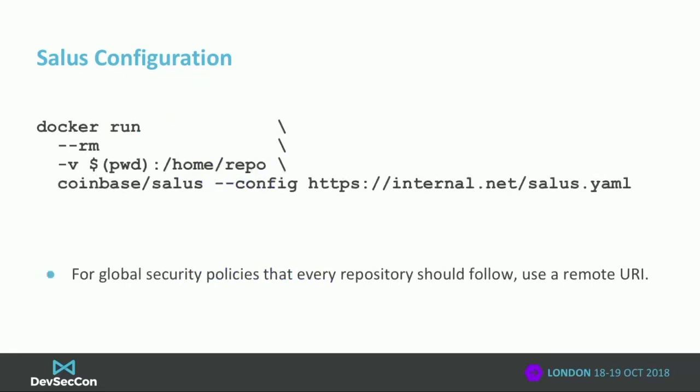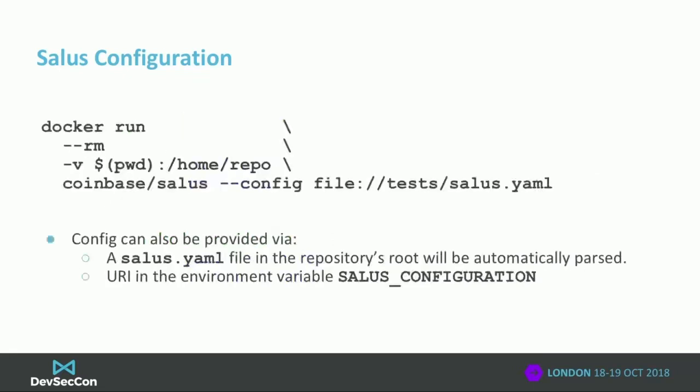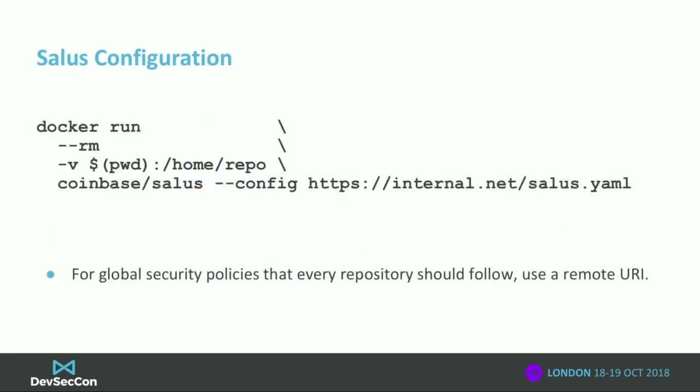Cool. That was more for local configuration, but how can you do global configuration? As I said, we like to know that the entire organization is adhering to some sort of security policy and some sort of standard. So what you can do is host this YAML file at some endpoint. It could be an S3 bucket, could be anywhere. And Salus will pull the file down from that URL and use that configuration. So this is a really easy way to start upgrading things across the fleet.